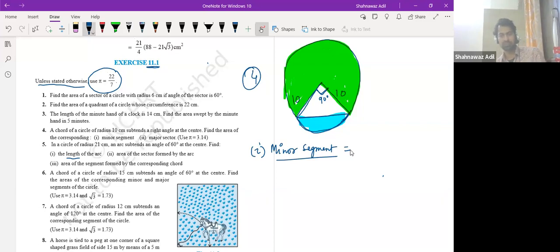Yes. Area of sector minus the area of the triangle. So if we calculate area of the sector minus area of the triangle, right? Guys, write it down. So area of minor segment, and then minus area of triangle. Okay, so we have to find out area of sector and triangle.